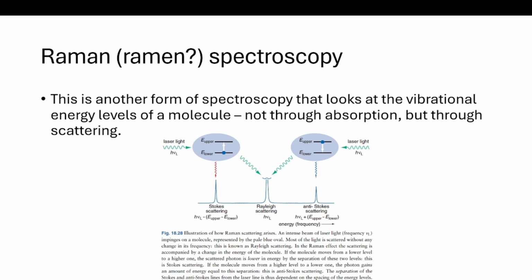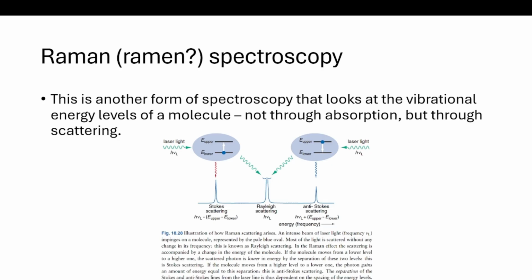Let's get into another form of spectroscopy that relies on vibrational energy levels, known as Raman spectroscopy. I like to pronounce it Raman, but honestly, it's your pronunciation in the end. So, this is another form of spectroscopy that looks at the vibrational energy levels of a molecule. But I want to take you back to what IR spectroscopy does. It simply measures the absorption of IR photons at a specific wave number or frequency. However, what Raman does is it measures the scattering of photons instead of absorption of photons.